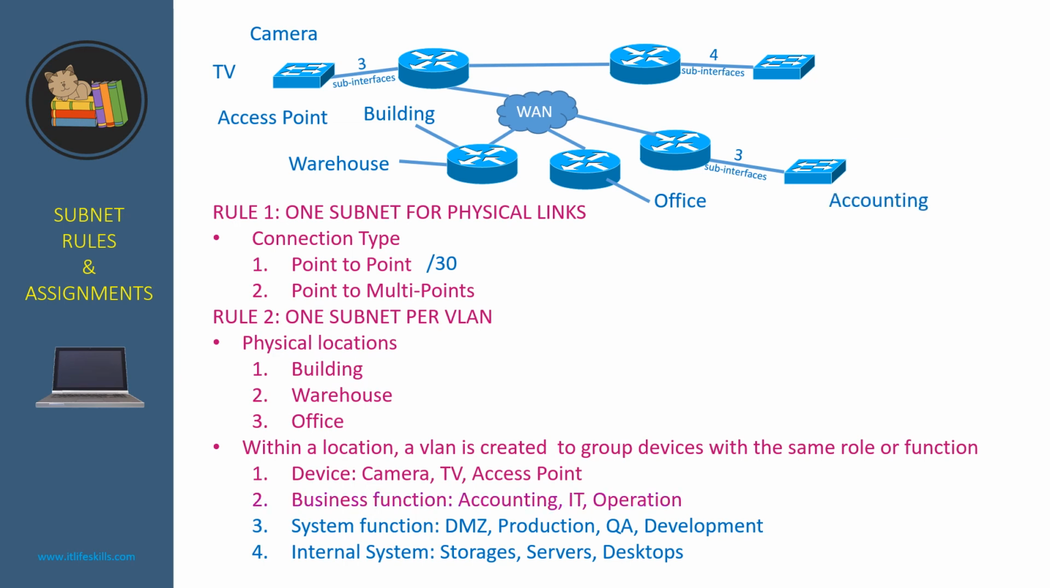And business functions such as accounting, IT, or operations: each department needs a subnet. Or system functions like DMZ, production, QA, and development: each system function requires a VLAN, or actually a subnet. Internal systems like storage, servers, and desktops also each need a subnet.